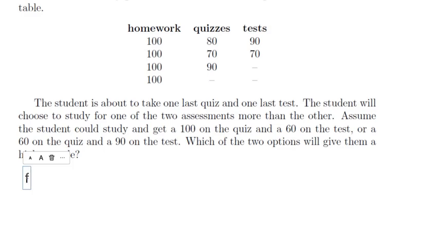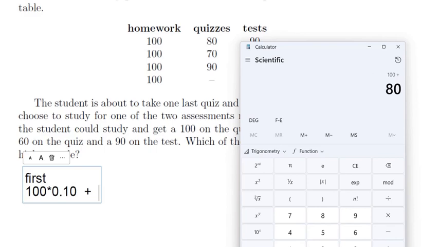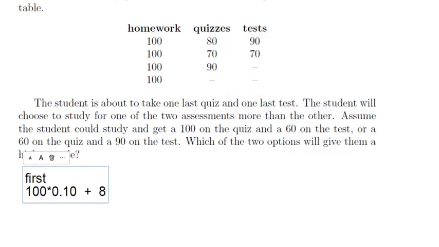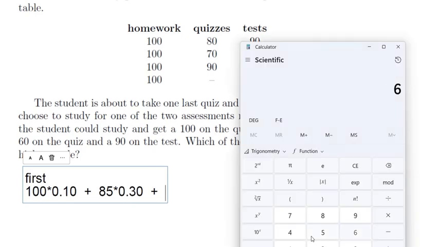So first option would be we have 100 for the homework average. And the quiz average has changed because we're going to get a 100 on the quiz. Oh, sorry. Yeah, plus 80, plus 70, plus 90. Now there's 4 there, so we've got an 85 average on the quizzes. And the test average is going to change because it said we're going to get a 60 on the next test. So 60 plus 70 plus 90, divided by 3, so 73.3 repeating.